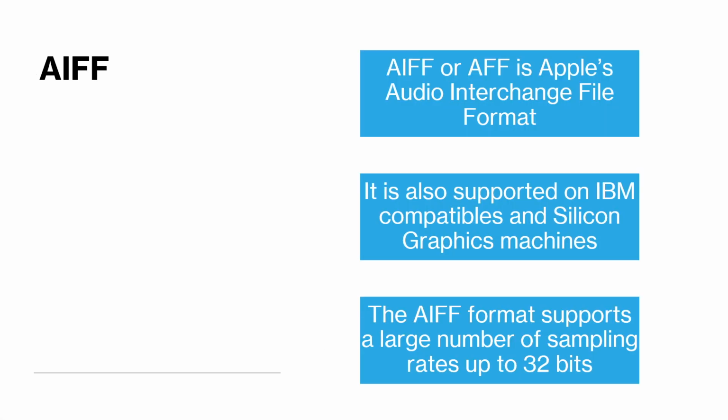Now let's talk about the other one, AIFF or AFF. It's the Apple Audio Interchange File Format, and this is supported by IBM compatibles and Silicon Graphics machines. The good thing is AIFF formats support a large number of sampling rates, up to 32 bits. Some of the previous ones were 16 and also 8, but this one has a higher sampling rate. We spoke about sampling, what it is.